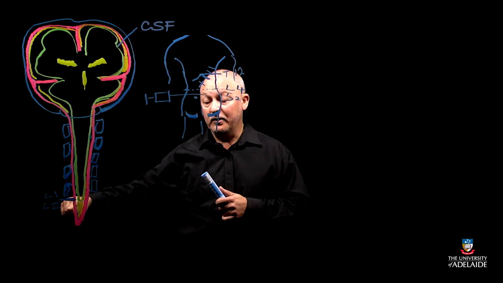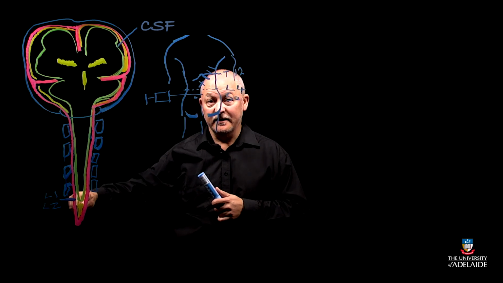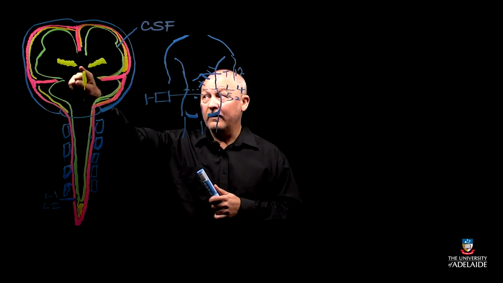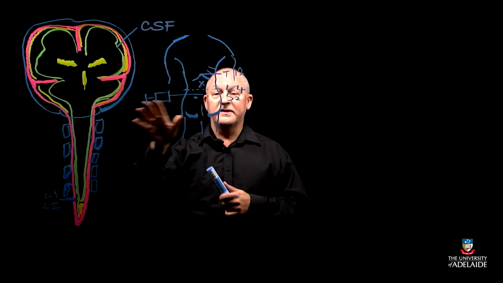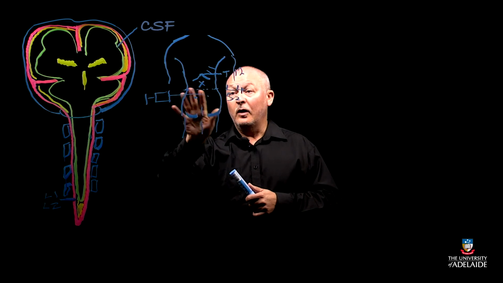And it's a lot easier to put a needle in here where there's no CNS to damage than it is to stick a needle into one of these ventricles, because you cause an awful lot of damage. So this is a procedure called a lumbar puncture or a lumbar tap.